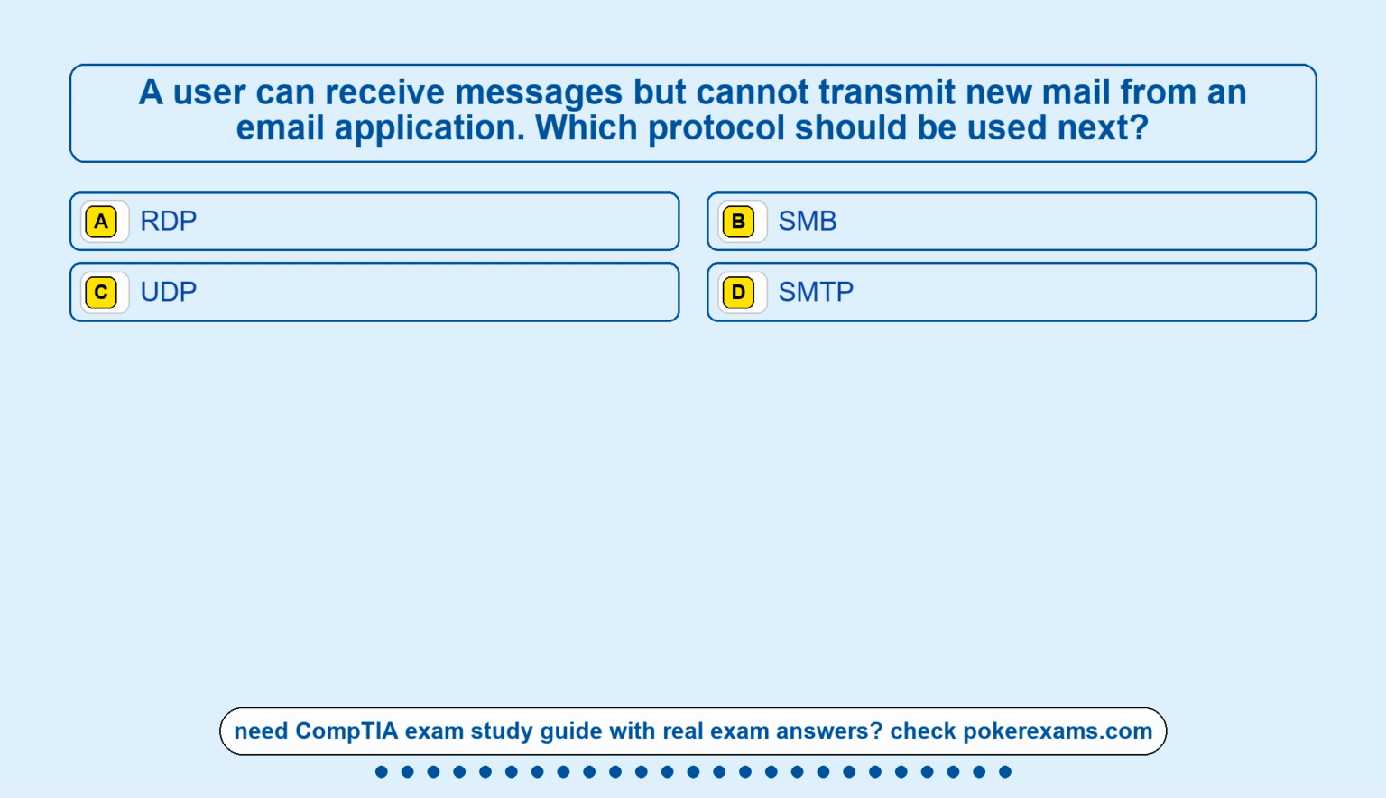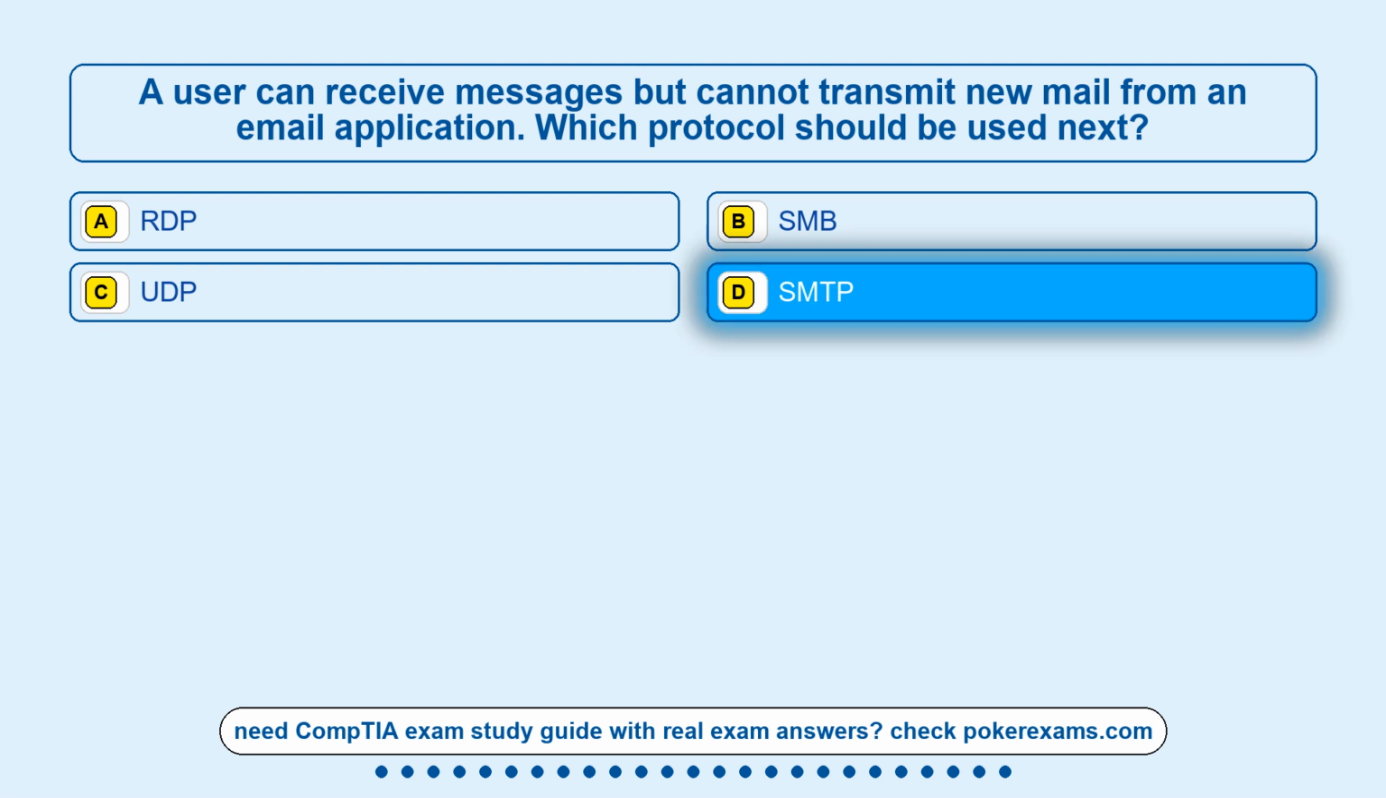Question 2. A user can receive messages but cannot transmit new mail from an email application. Which protocol should be used next? Option A, RDP. Option B, SMB. Option C, UDP. Option D, SMTP. The correct answer is option D, SMTP.